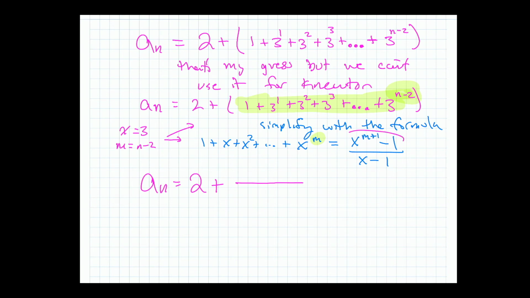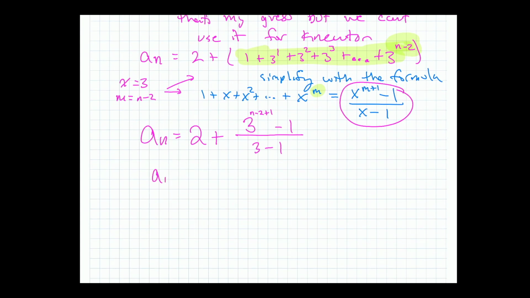So if we copy this, we're going to have x, which is 3, to the m plus 1, which is n minus 2 plus 1, and then minus 1, over x, x is 3, minus 1. So we get an is 2 plus 3 to the n minus 2 plus 1 is 3 to the n minus 1, minus 1 over 2. And that's actually what they expect you to type in.